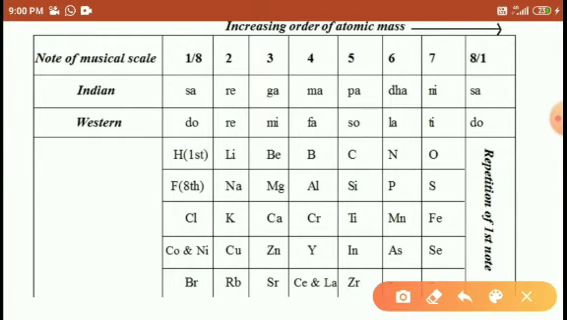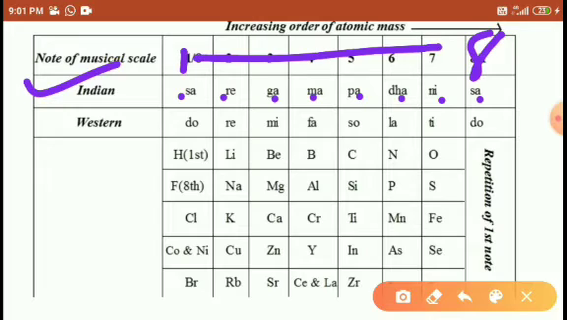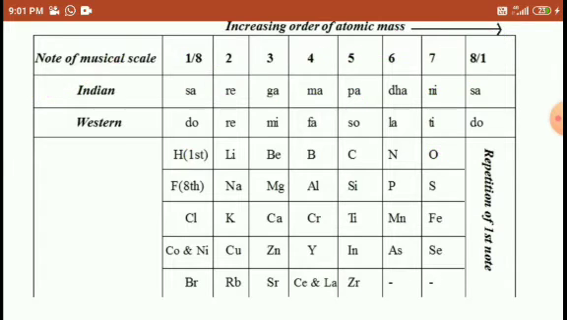So look here, Indian musical tones: sa, re, ga, ma, pa, da, ni, sa. The first tone is sa, and the eighth is also sa. Both have a similar property. It means the first element and the eighth element have similar chemical properties.